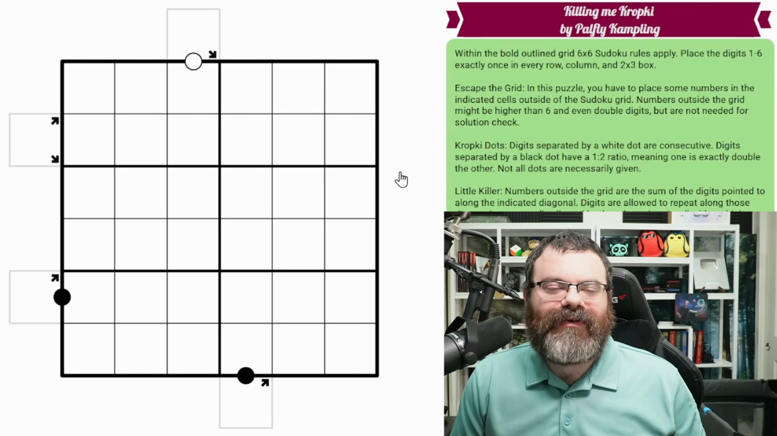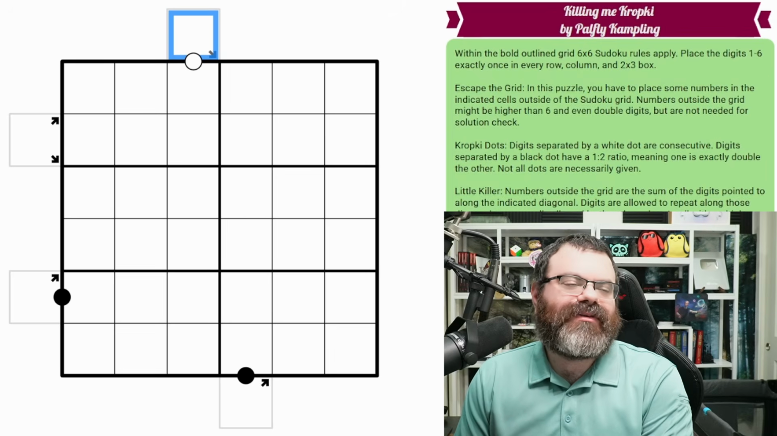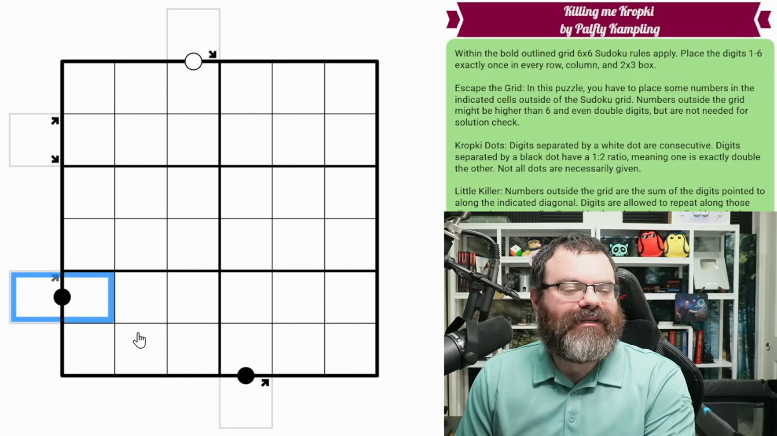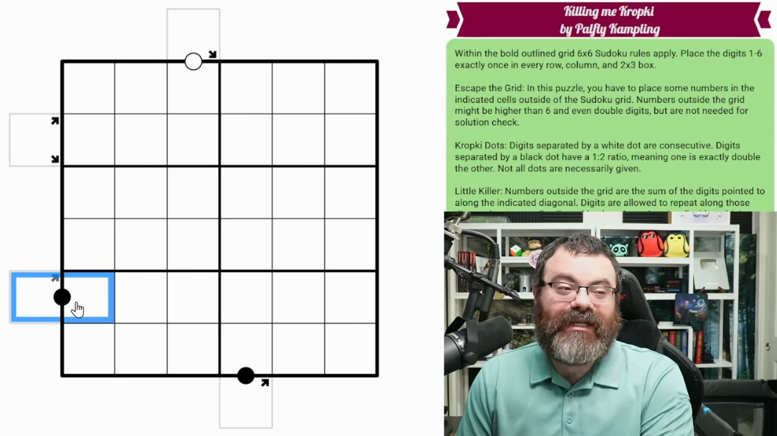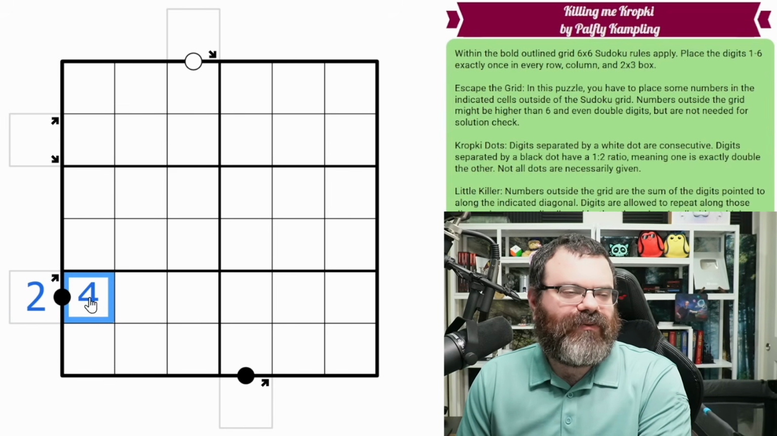We also have these Kropki dots. So white dots separate consecutive digits. So if this was a 2, this could be 1 or 3. So they're consecutive. Black dots have a 1 to 2 ratio. So meaning one is double the other. So this is 2, this could be 1 because 2 is double 1. Or it could be 4 because 4 is double 2.